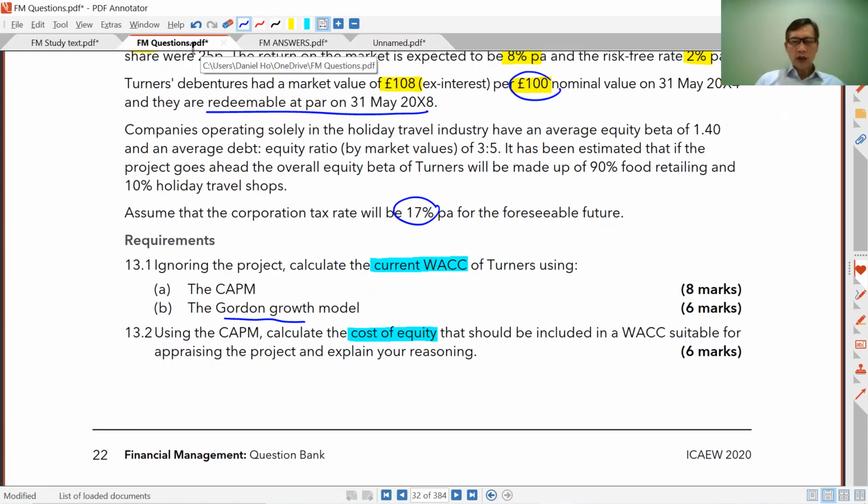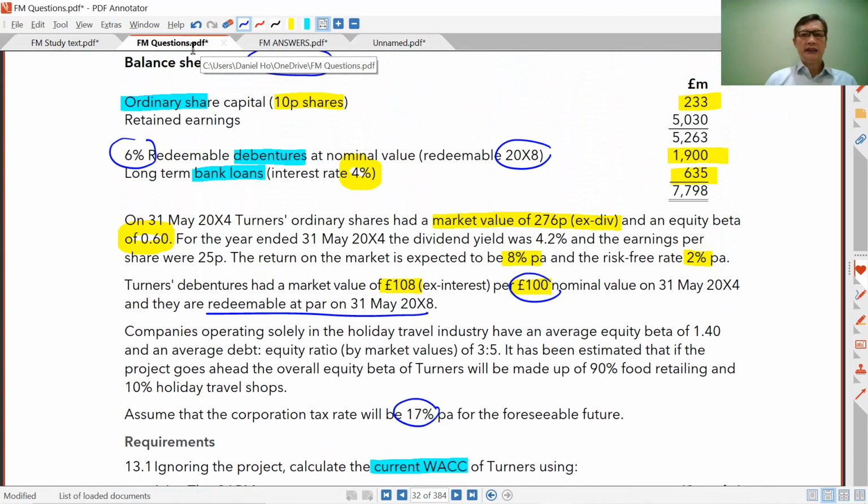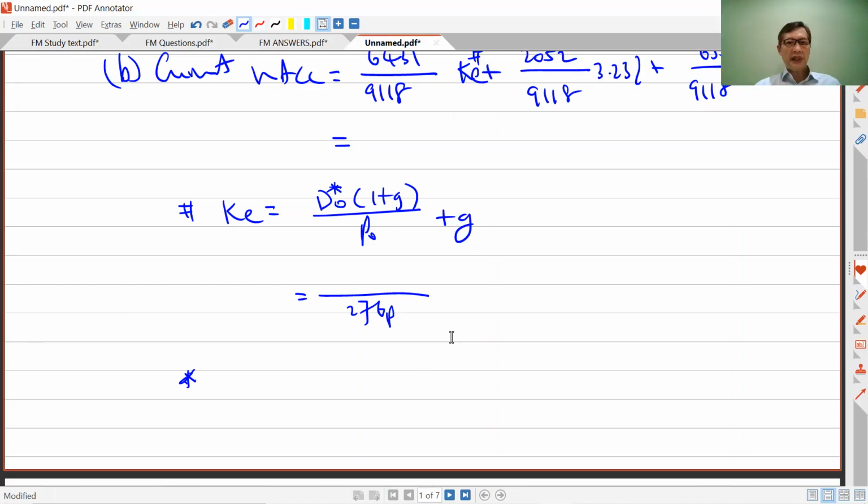So we have to look at the other information. The other information is all given here basically. You see that the dividend yield is 4.2%, and you are also given the earnings per share, 25 pence. So let's work out those figures. Normally I will just have a working for the D0, and then we have to get this growth rate here.